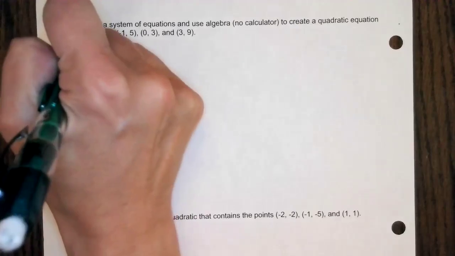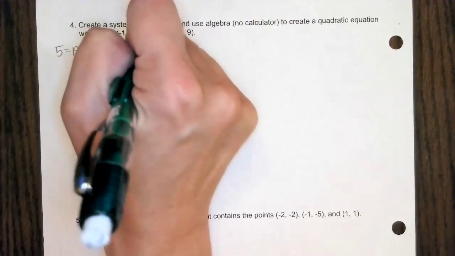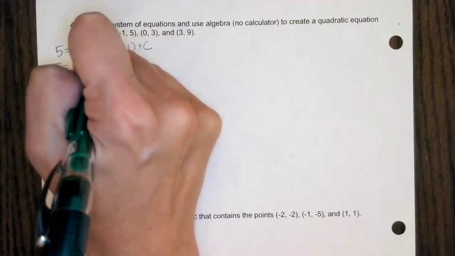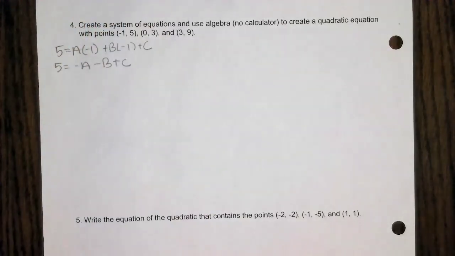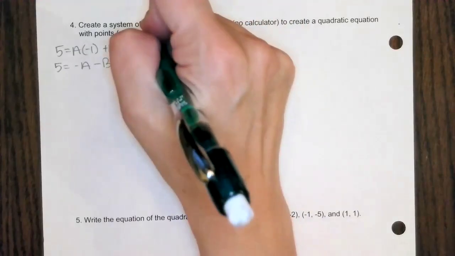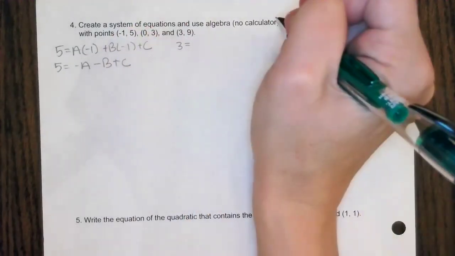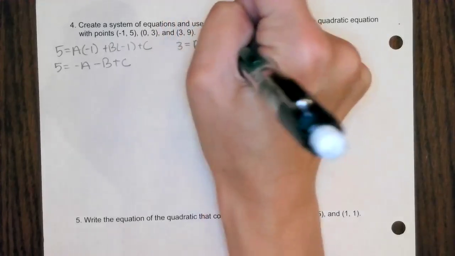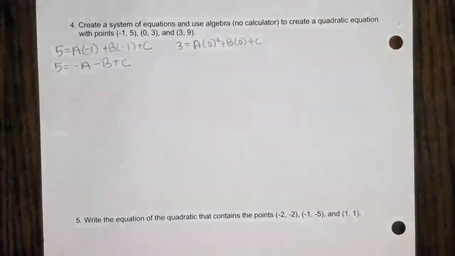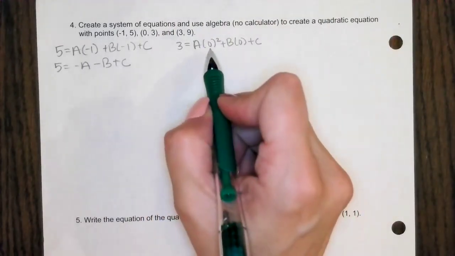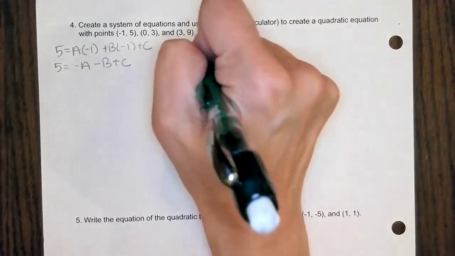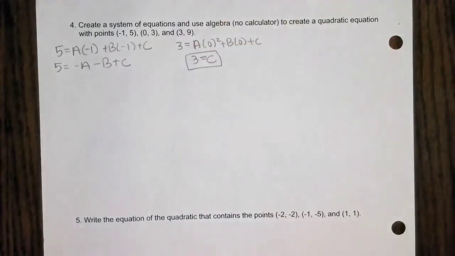And so I get 5 equals a times -1 plus b times -1 plus c. And so that simplifies to give me -a minus b plus c. For my second point, I'm going to plug in the 0 and the 3. So I get 3 equals a times 0 squared plus b times 0 plus c. Well, that's fantastic right there because 0 times anything gives me 0. And so we have just found that c is equal to 3.